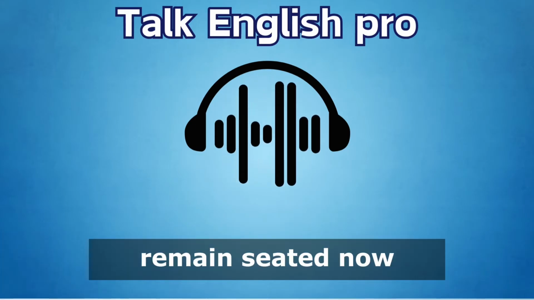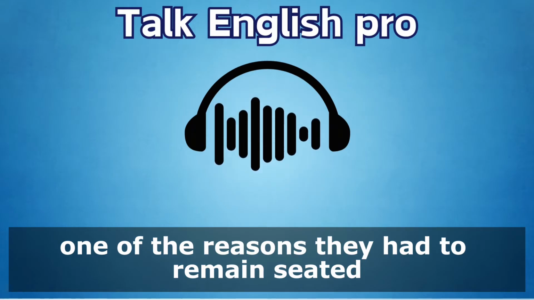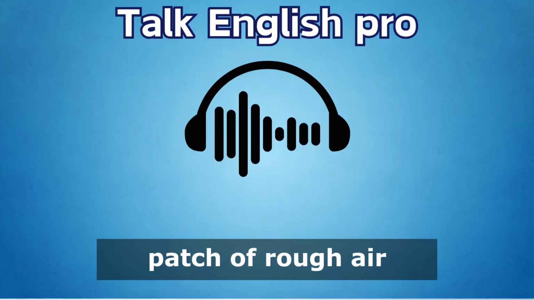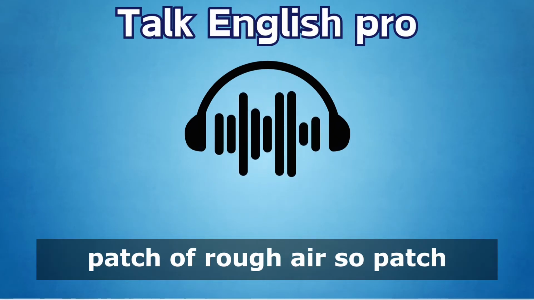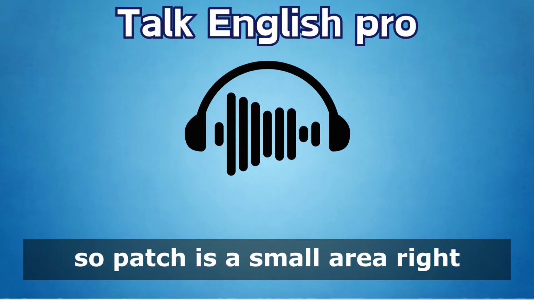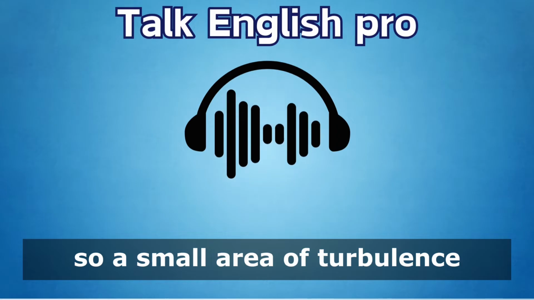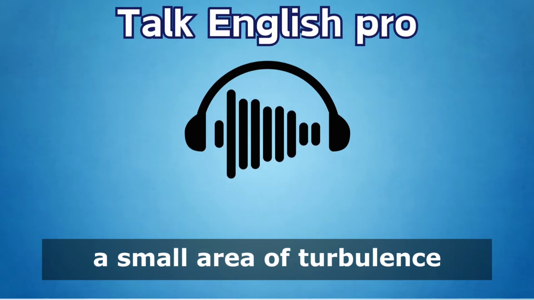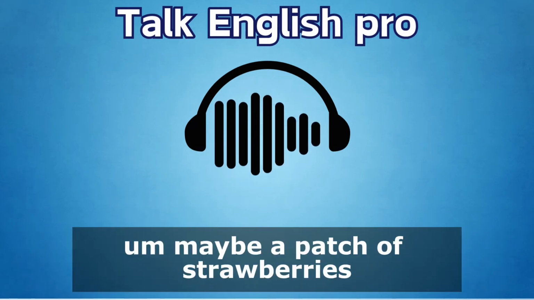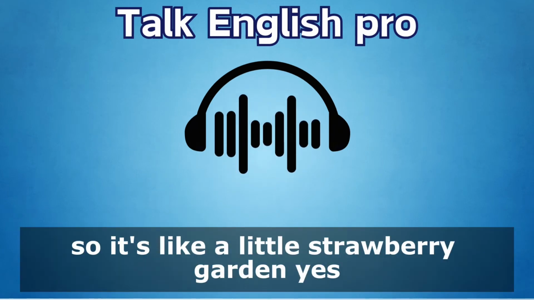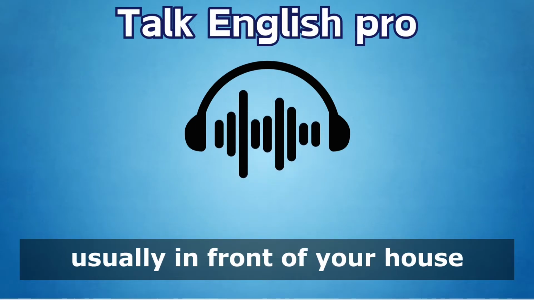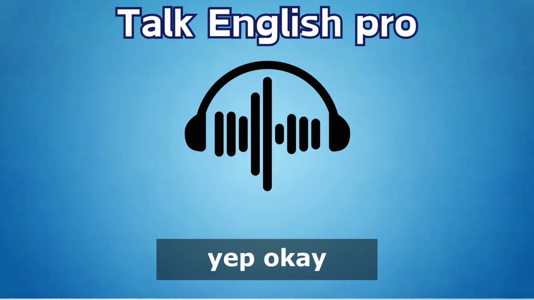One of the reasons they had to remain seated was because they were going to go through a patch of rough air. Patch is a small area, so a small area of turbulence. What would be another example of patch? Maybe a patch of strawberries, like a little strawberry garden. Or a patch of grass. Usually in front of your house, you'll have a little patch of grass. So, patch of.